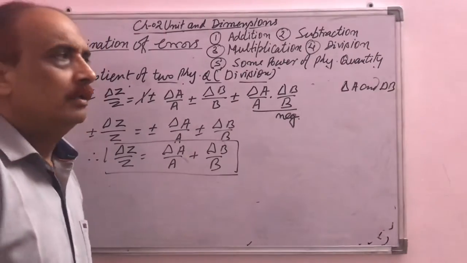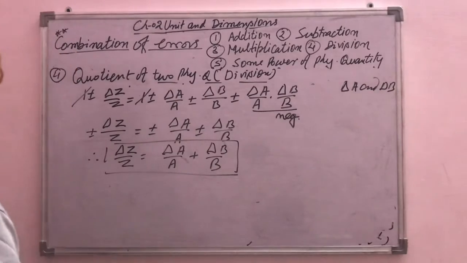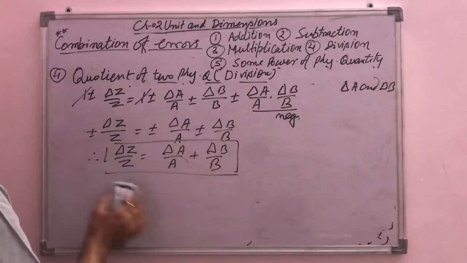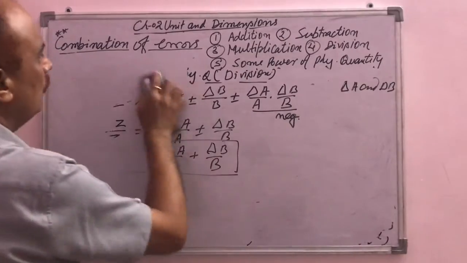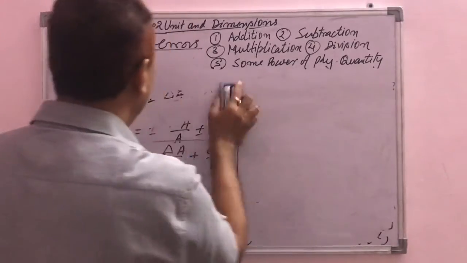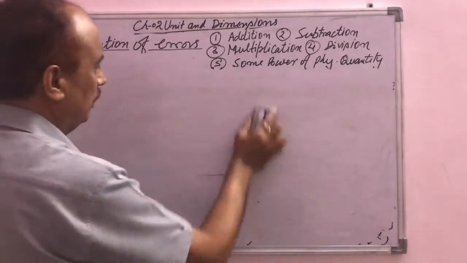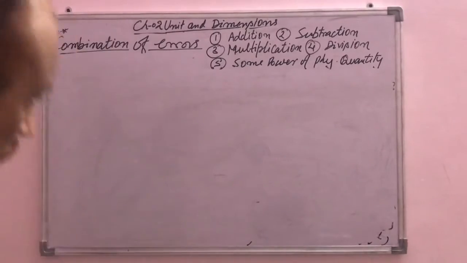Okay. Now the last combination is some powers of a physical quantity. So after that we have to start here some powers of the physical quantity. In that case we have to consider some power of any physical quantity and find out the relation.